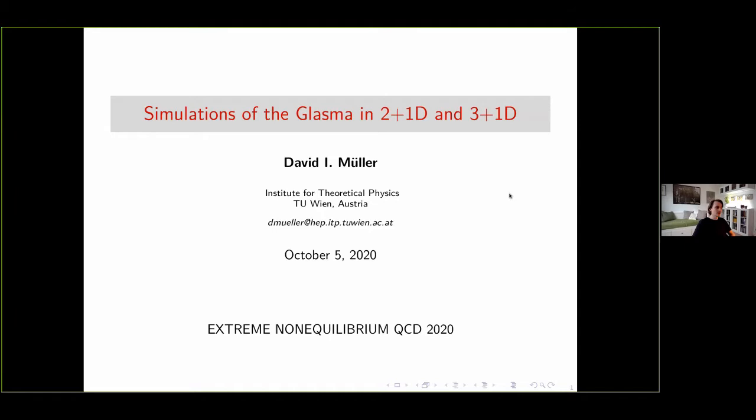As Ayan already said, I'm going to talk about the Glasma and how we simulate it in particular in 3+1 dimensions. So that means including rapidity dependence.